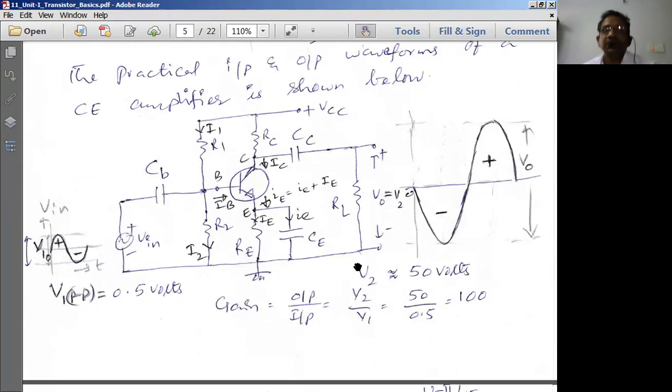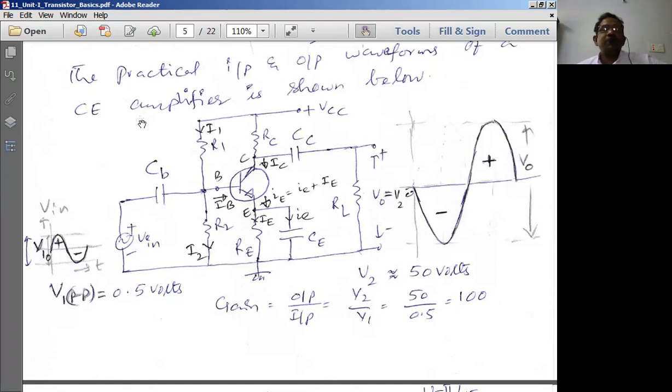Now when you see the operation of the CE amplifier, the CE amplifier is going to invert the input signal. Therefore the CE amplifier can also be called an inverting amplifier. It inverts the input signal by a 180 degrees phase shift. If you take this as the 0 degree point, the input is increasing at the input side, and when you come to the output side, it is decreasing with respect to 0 degrees. That means the input signal is inverted by the inverting amplifier called the CE amplifier circuit.